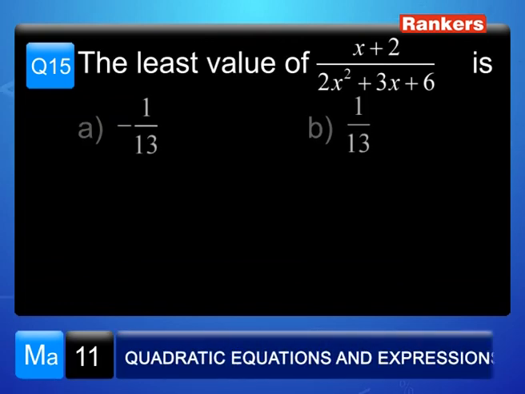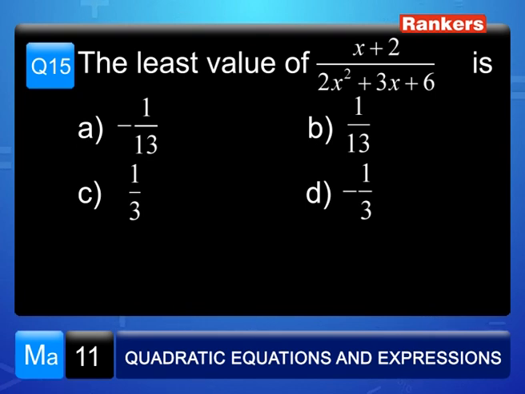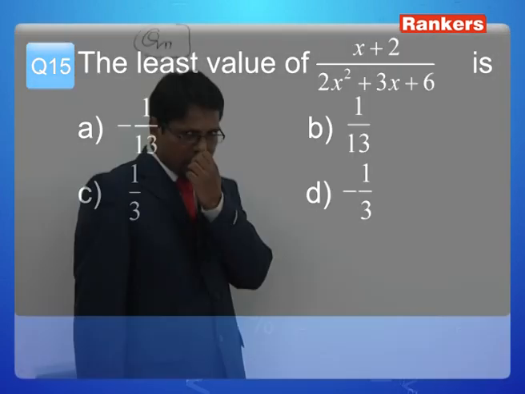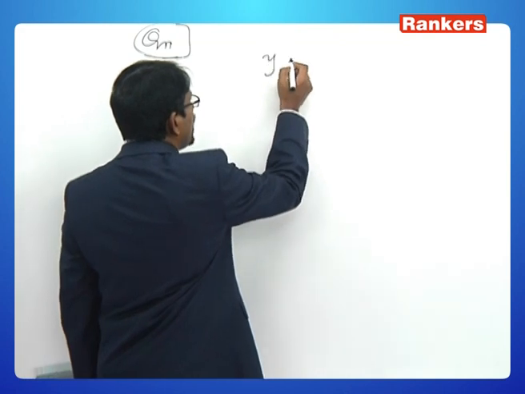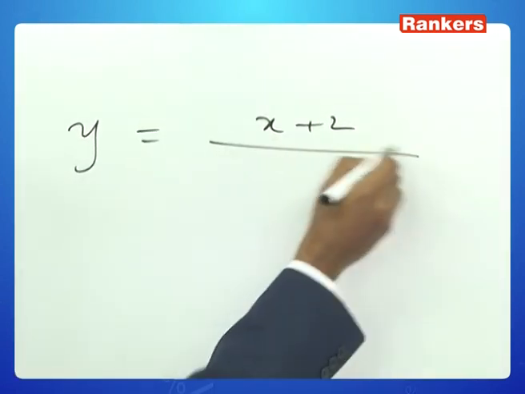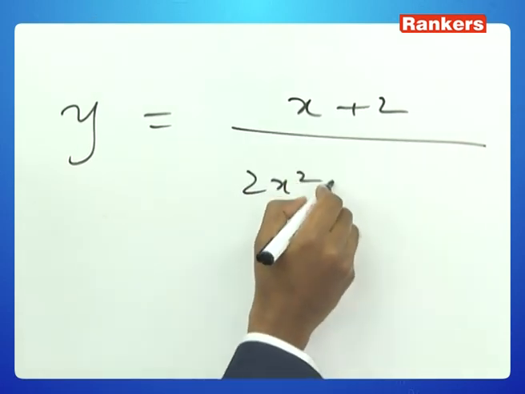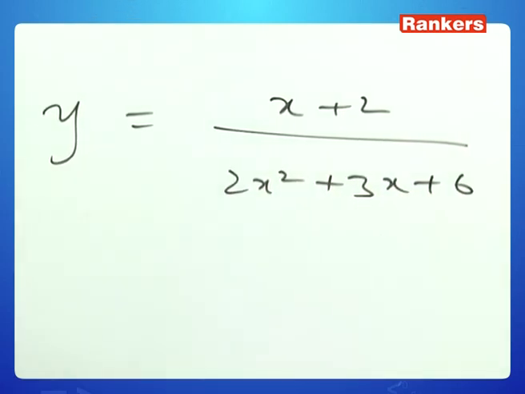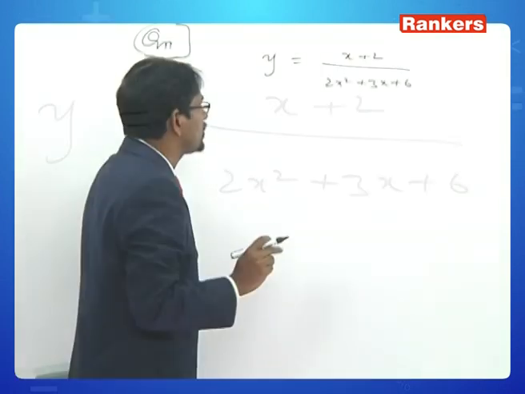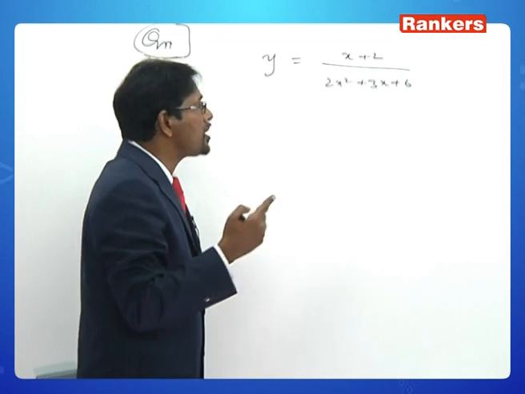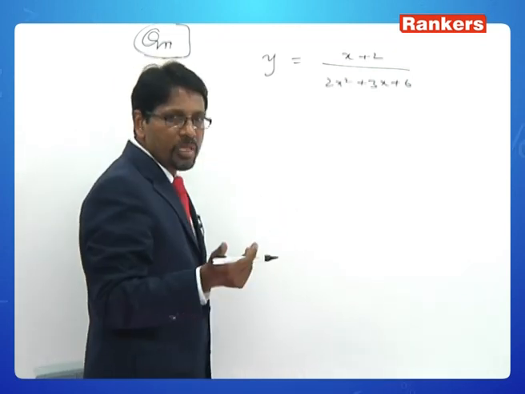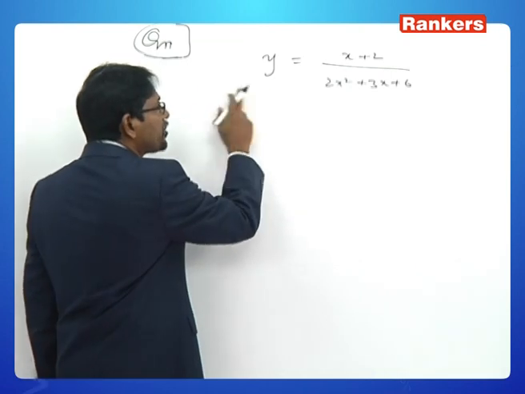Now let's go to the next question. The least value of the rational function x plus 2 by 2x square plus 3x plus 6 is: a) minus 1 by 13, b) 1 by 13, c) 1 by 3 and d) minus 1 by 3. So how do we go about doing this problem? Now what I do is I take the expression as y equal to x plus 2 by 2x square plus 3x plus 6. Now this is a real valued function. It's like finding out the range of this, the least value for this function. We have the calculus method, but let's go by a simple algebraic process.